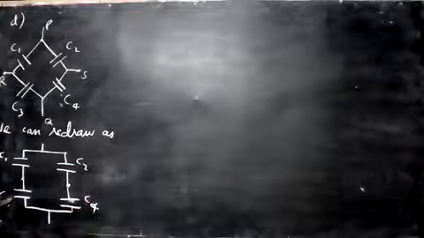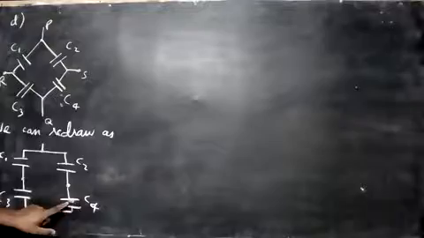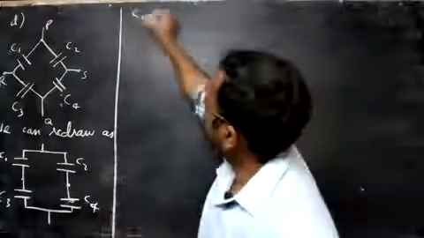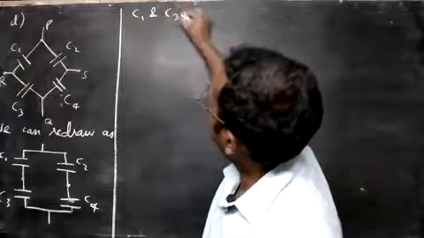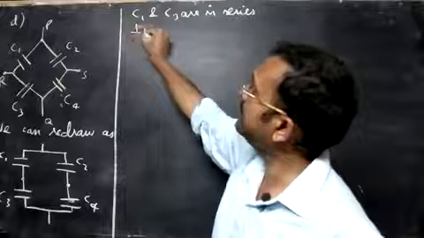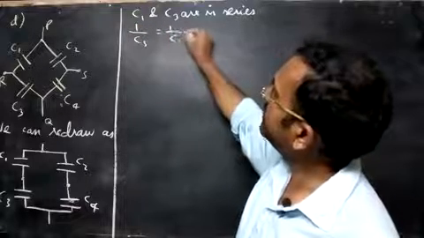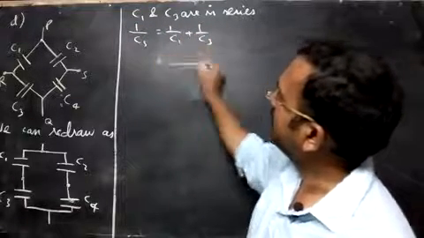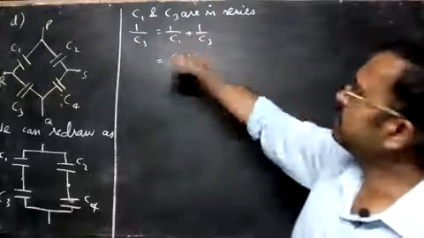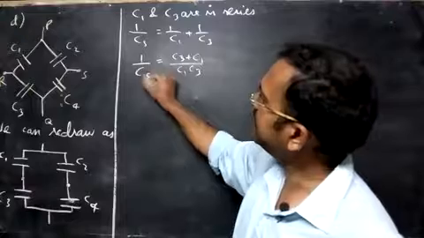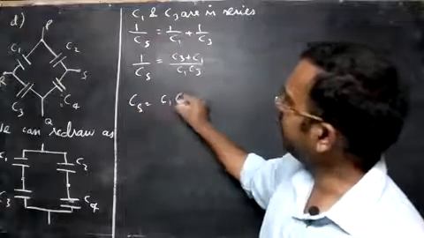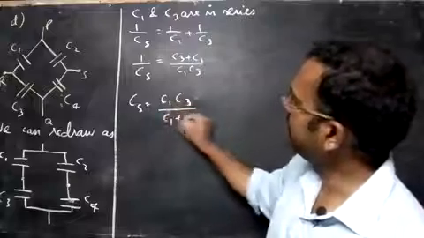Notice that C1, C3 are in series. C2, C4 are in series. Write this down. C1 and C3 are in series. Series means what formula is used? 1 by CS is equal to 1 by C1 plus 1 by C3. Take the LCM, that will be C1 C3. In this case, it will cross multiply to C3 plus C1. So 1 by CS, this is S. Take the reciprocal. So we get CS is equal to C1 C3 divided by C1 plus C3.